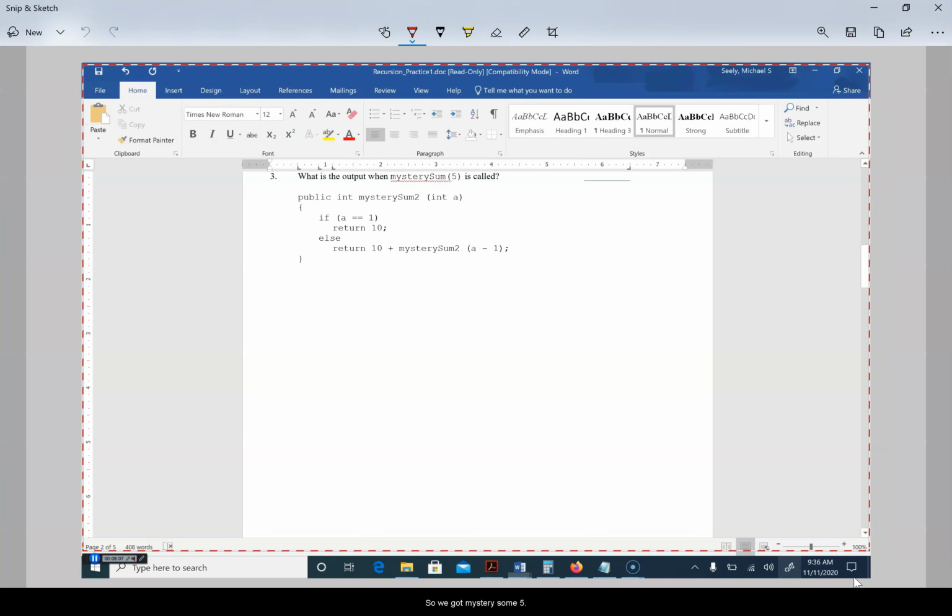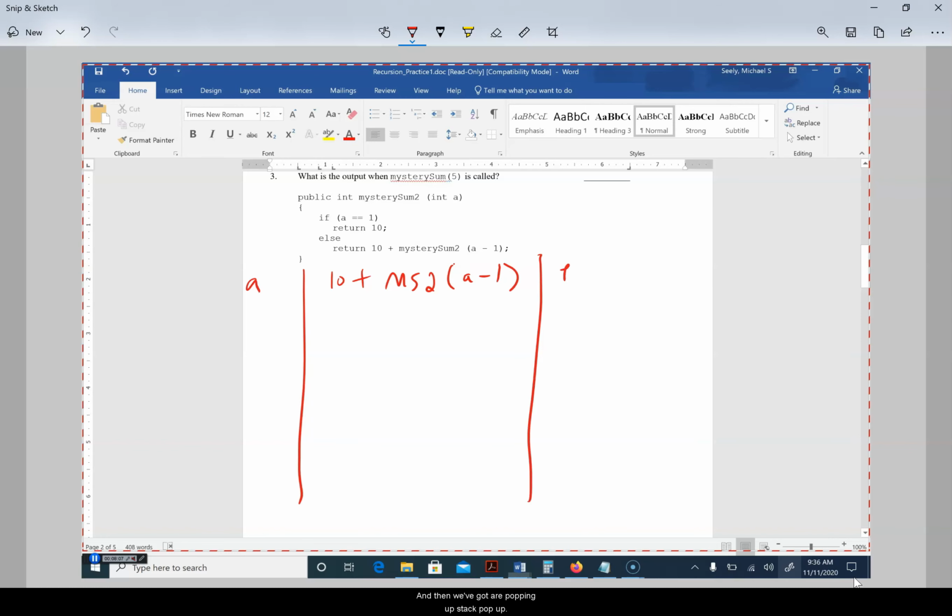Okay, so we got mystery sum 5. So that's an A. A becomes 5. And then what do we got? Is A equal to 1? If it is, return 10, else return this: 10 plus, again, I'm just going to call it MS, I'll call it MS2, A minus 1. And then we've got our pop-up stack.